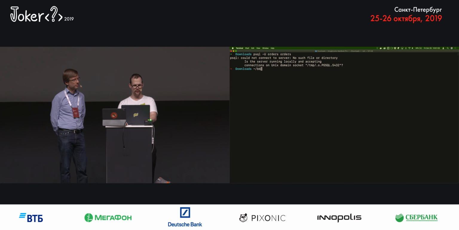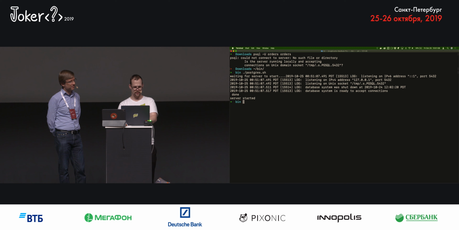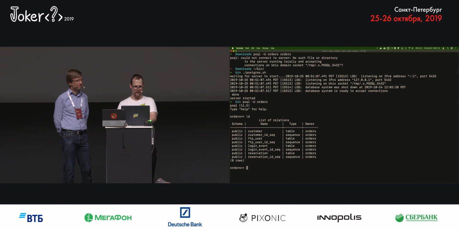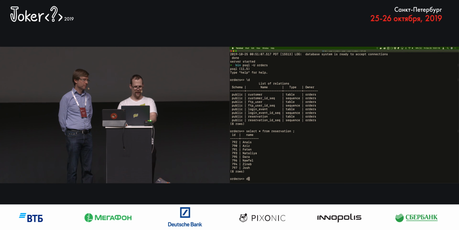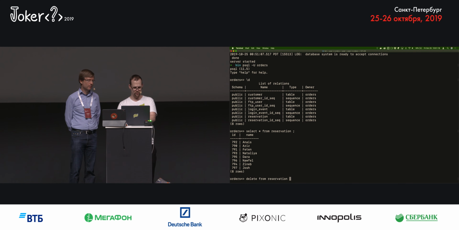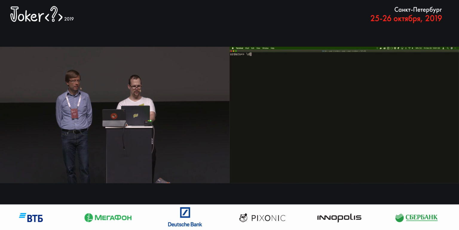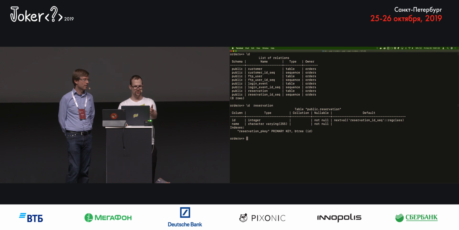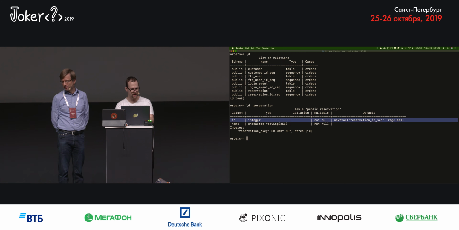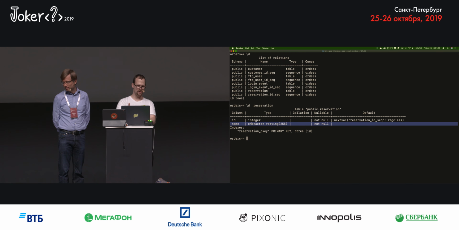Ooh, that's a problem. I'm glad we figured that out. Postgres. Okay, psql -U orders. There we go. Okay. Select all from reservation. You can see I've got that, right? I'm going to delete this from reservation. And now, if I look at that, I've got this table with a primary key, an integer, and a name field, which is a string.